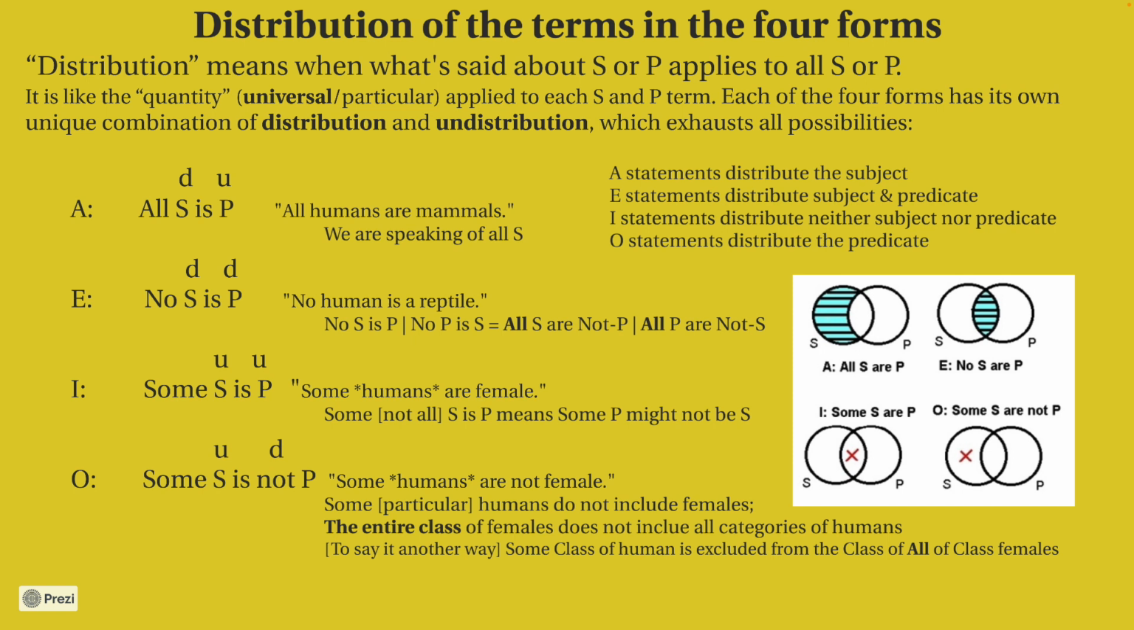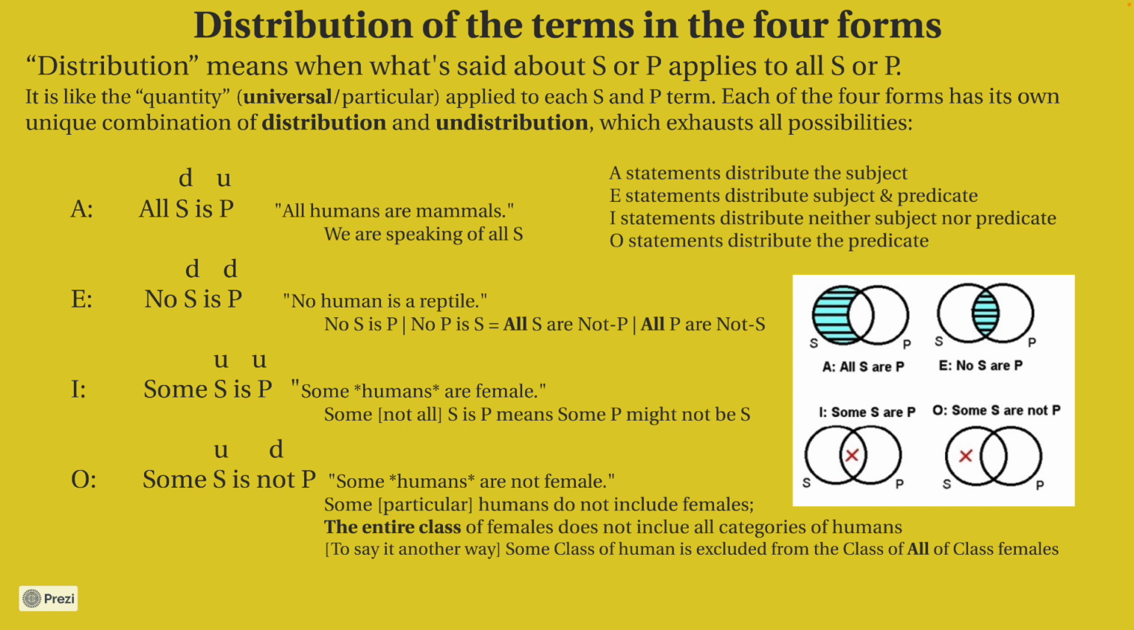In the I proposition, some S is P, for example, some humans are female. Both terms are undistributed because we have said that some, not all, S is P. And yet, while we know there is something that is P that is also S, this still leaves open the possibility that some P might not be S. And so we've said nothing universal about either term.